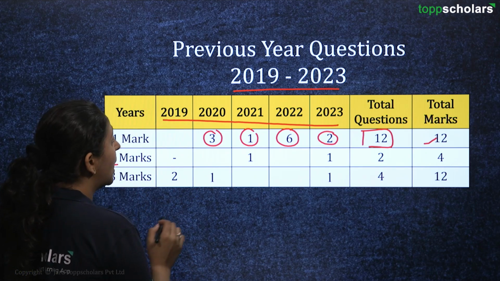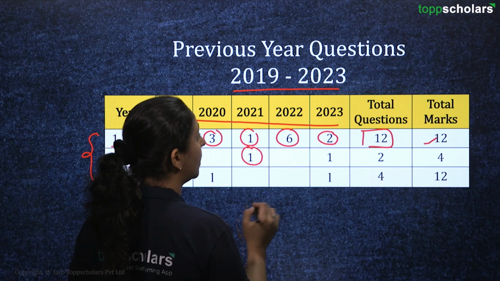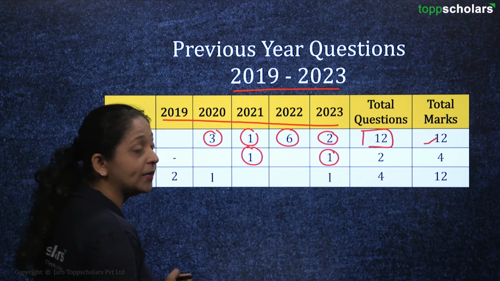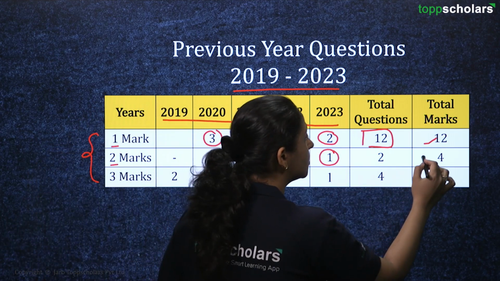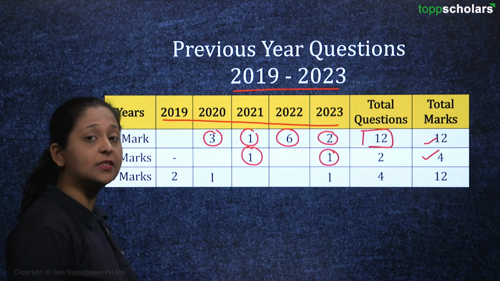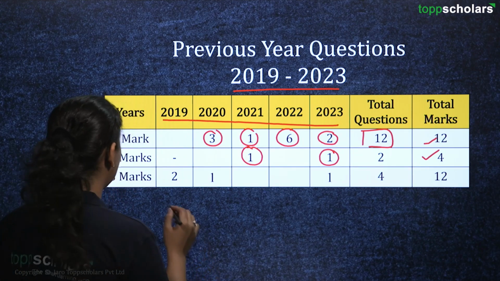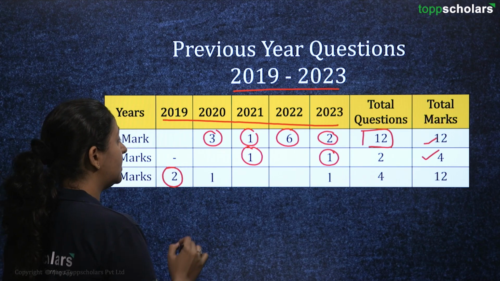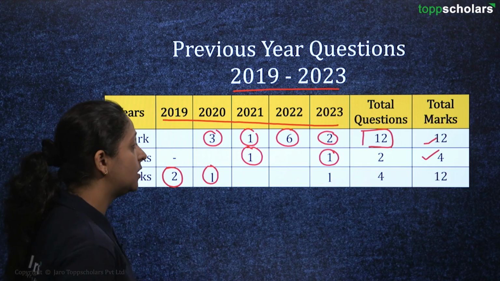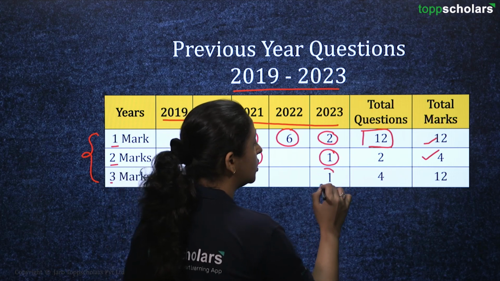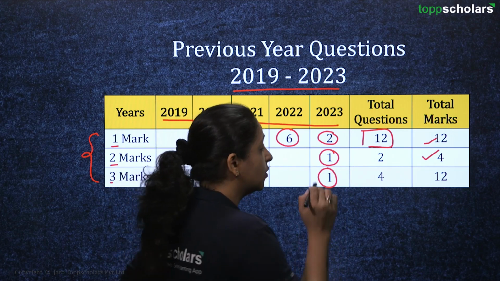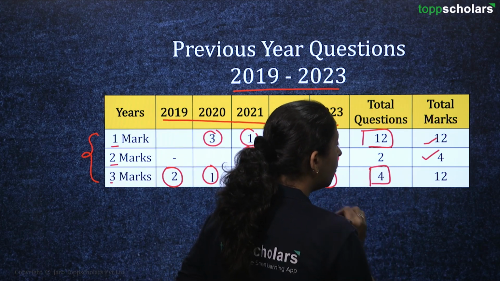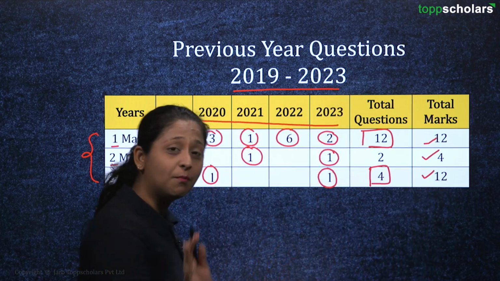For 2 marks, we have 1 question from 2021 and 1 question in the year 2023. Total 2 questions giving you 4 marks. Whereas for 3 markers, we have 2 questions in the year 2019 and 1 question in the year 2020. Again, 1 more question in the year 2023. So in all, 4 questions giving you 12 marks.